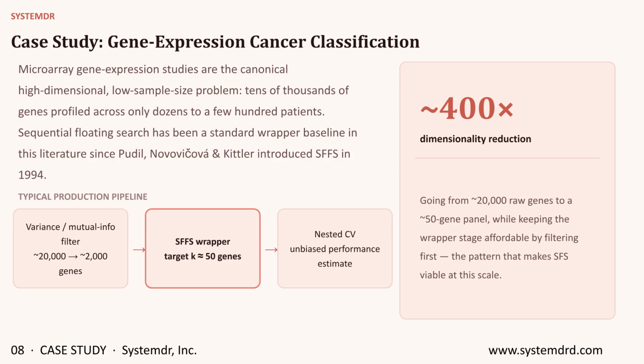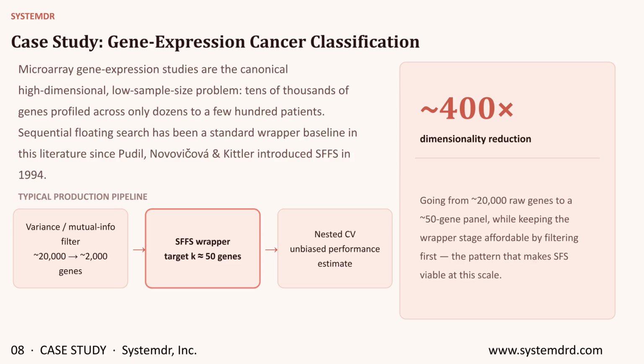Sequential floating search has been a standard wrapper baseline in this literature since Pudil, Novovičová, and Kittler introduced SFFS back in 1994. The pipeline that actually makes this tractable follows the pattern from the last two slides almost exactly. Start with a variance or mutual information filter to cut 20,000 genes down to roughly 2,000. Run SFFS as the wrapper stage on that reduced pool, targeting somewhere around 50 genes.